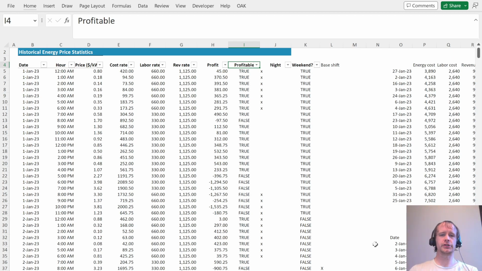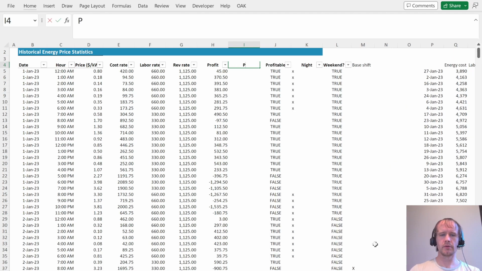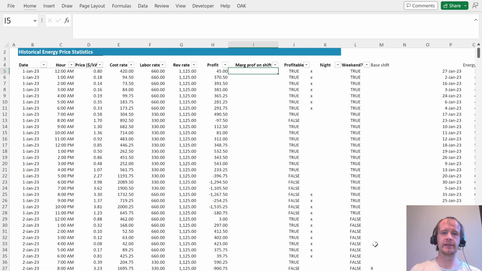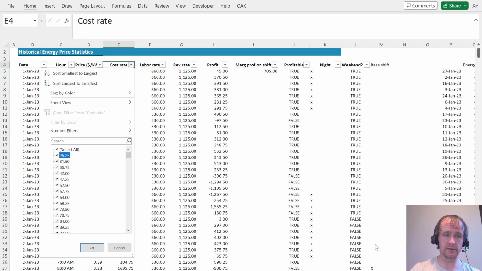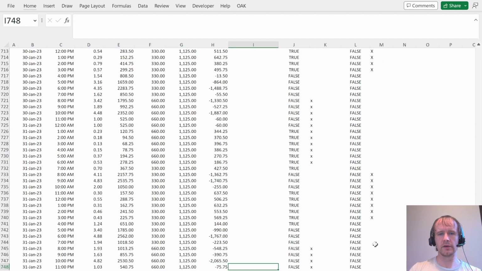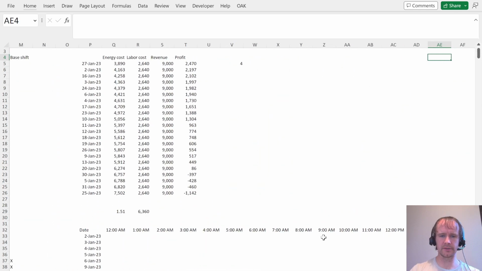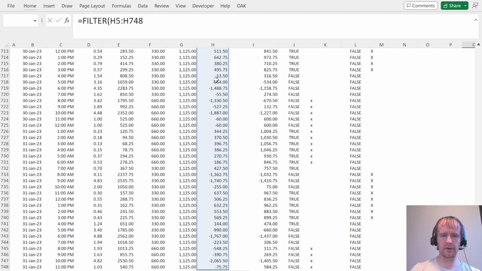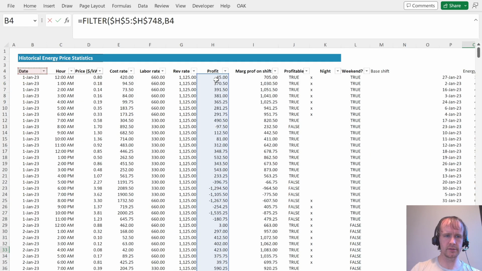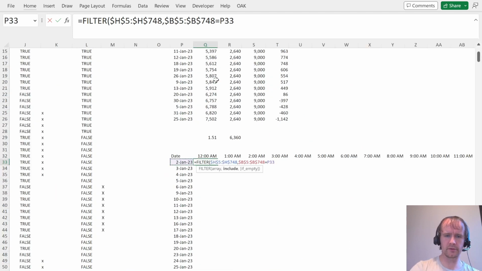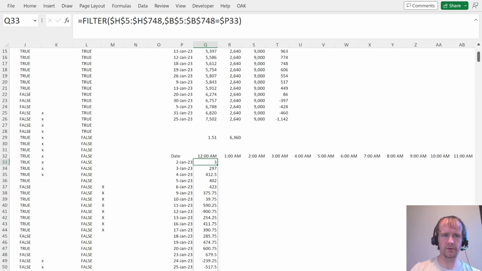So the question is, if you're on shift, so what I guess I want is marginal profit on shift. In other words, if this is part of the shift, then it's just the revenue minus cost rate. And does that ever get so high? It does, actually, yeah. So how am I going to use this? That's the question. So I'm going to say filter the profit per hour, where this date is equal to this. I can do that, and then I want to 2-row that.